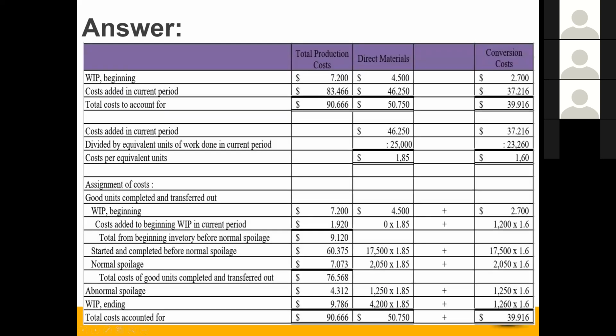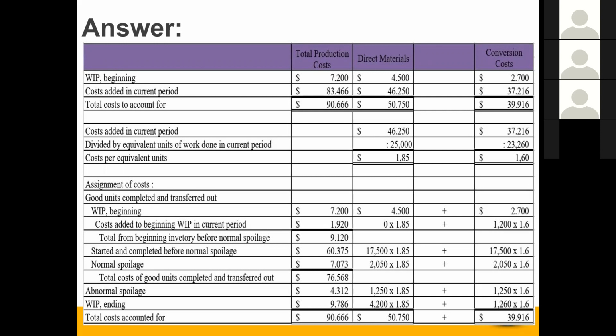And then the second one is WIP beginning. The total production cost is 7,200, and the direct material is 4,500, and the conversion cost is 2,700. And then there's cost added in the current period, which is 83,466 in total production cost.